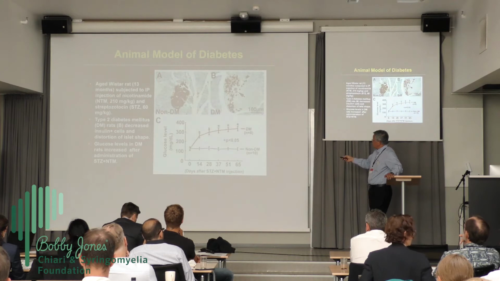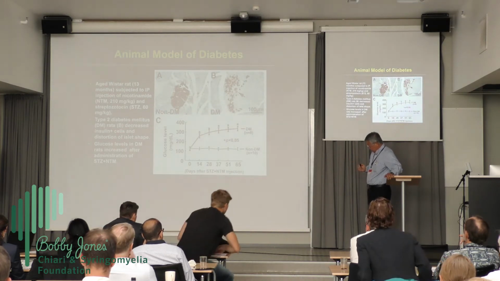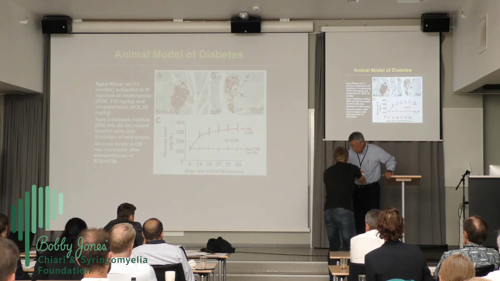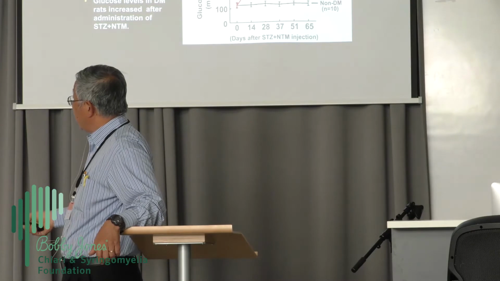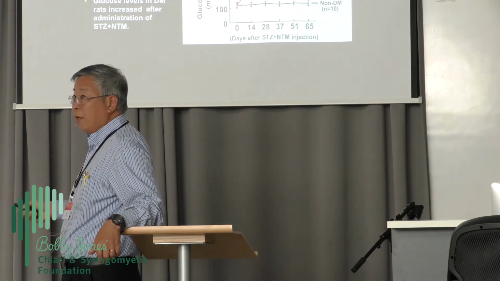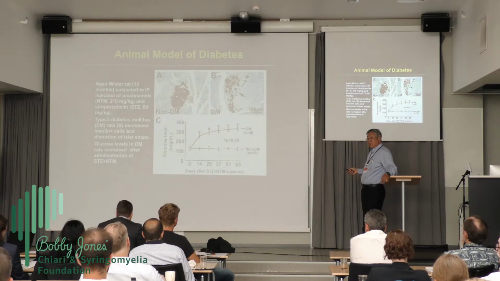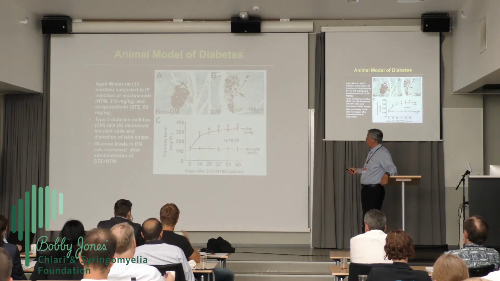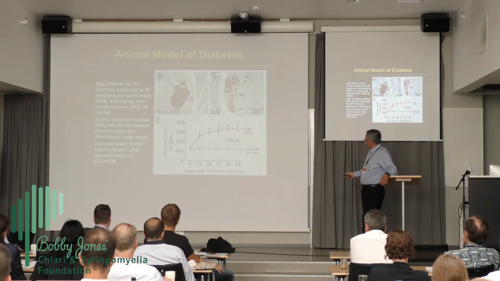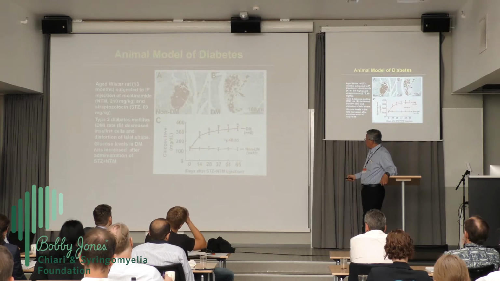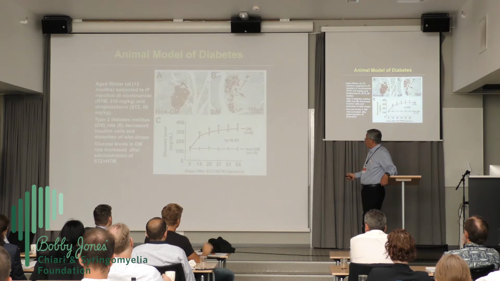Glucose actually increases. One advantage of this model is that we can very easily control the severity of diabetes. Two months after this animal model forms diabetes, the severity increases with time.